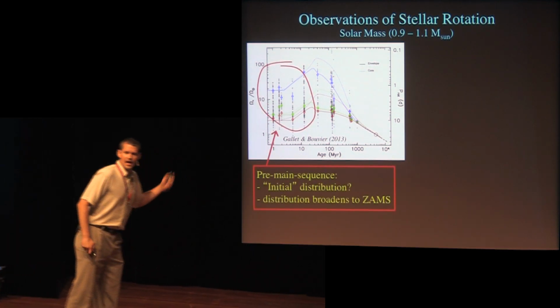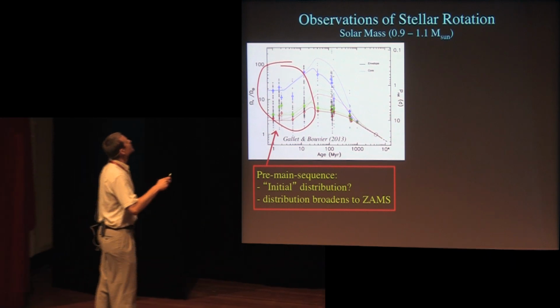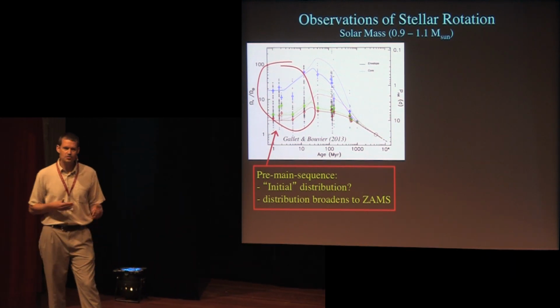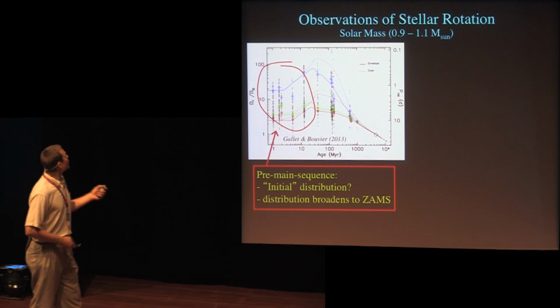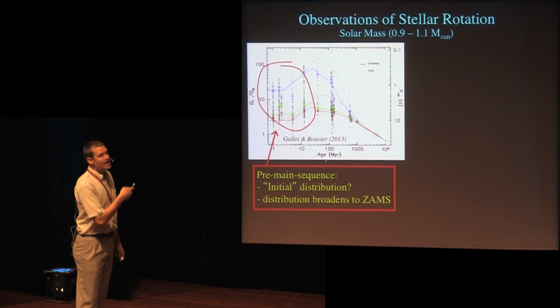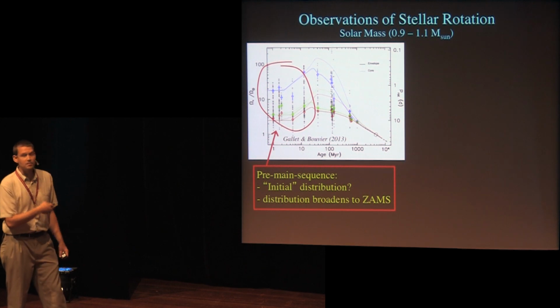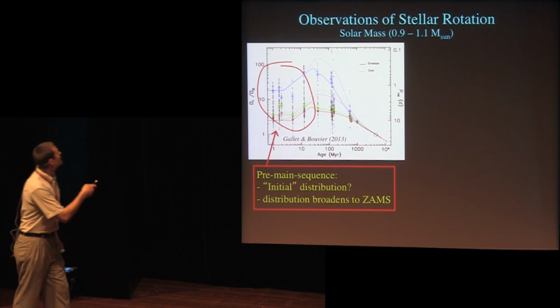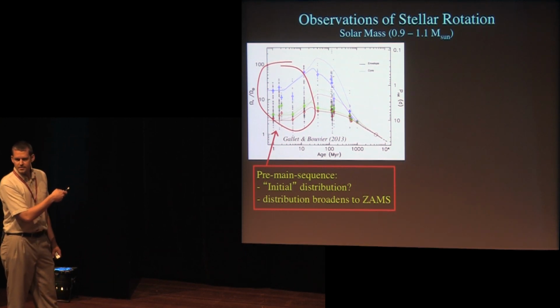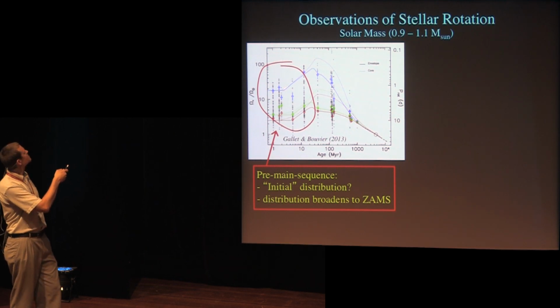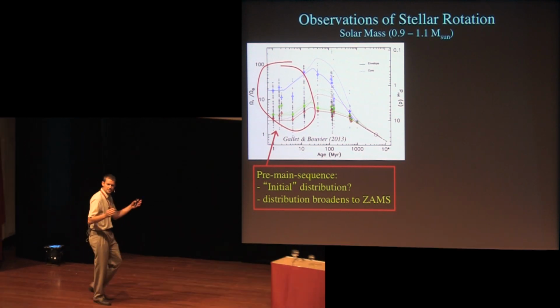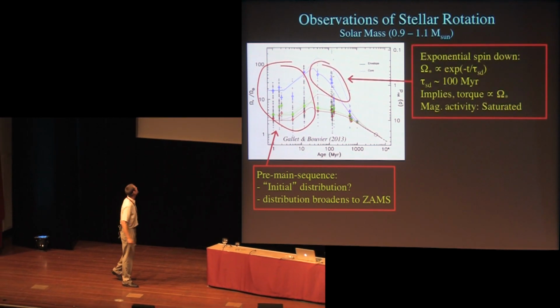First thing we notice, as I mentioned, there's a very broad distribution at the very beginning. As soon as we see these stars, there's already a big distribution. Furthermore, as the stars spin up towards the ZAMS, which happens at about 30 to 40 million years for a solar mass star, the distribution actually broadens from the initial one, which seems to be because the faster rotators spin up a little more than the slower rotators do. That spin up is due to the fact that the stars are contracting.